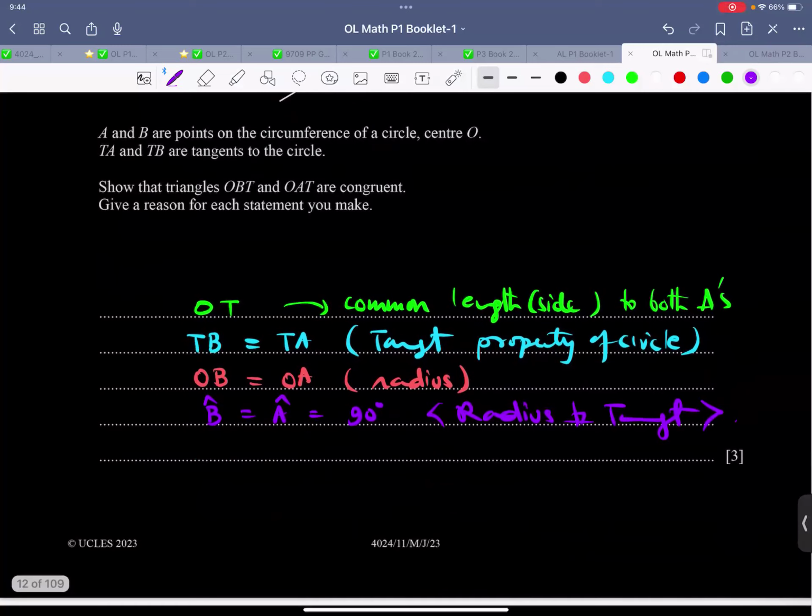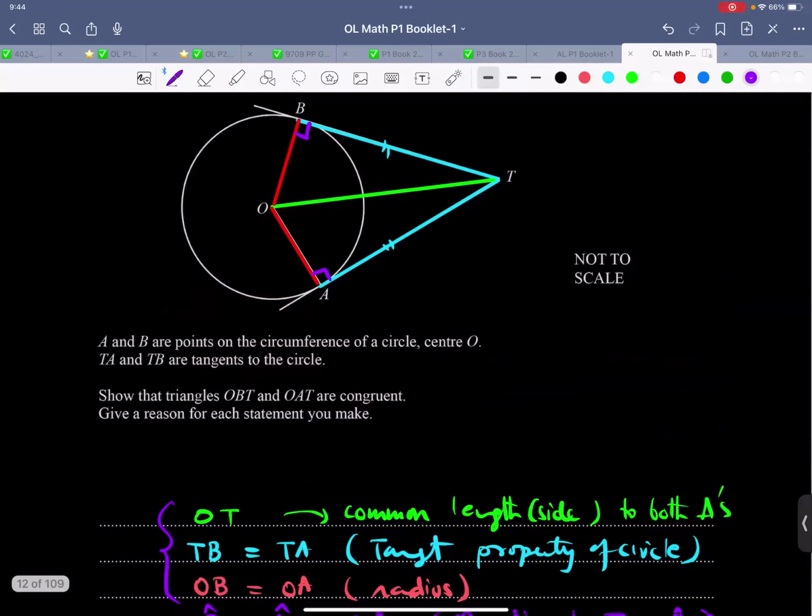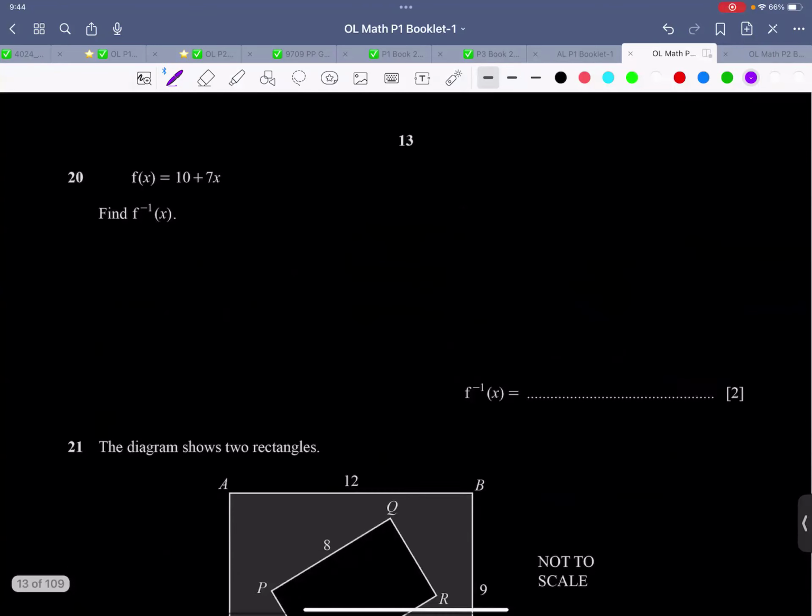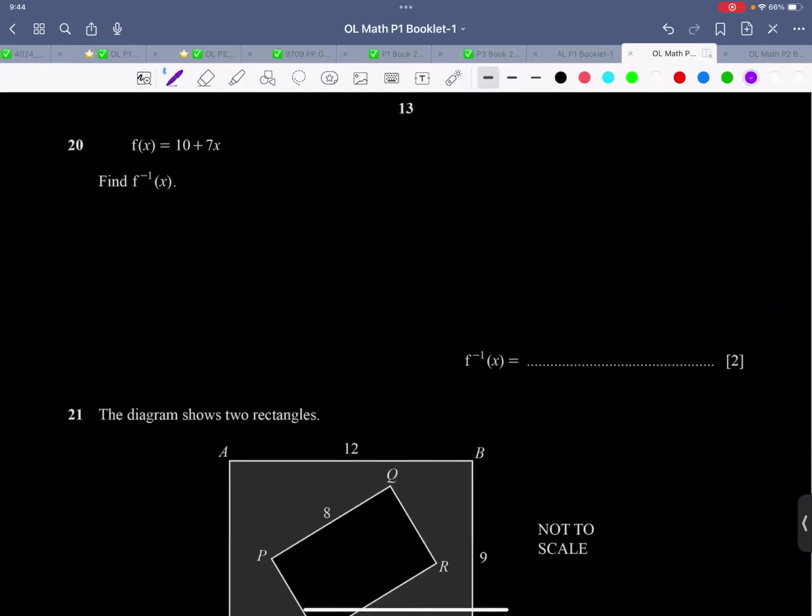So based upon all this, we have all the three sides equal. We can say that the two triangles are congruent. We can use the property: the right angle, the height, and the hypotenuse. That is based upon that. So the two triangles are congruent. Question number 20, and then I'll go to that time thing.